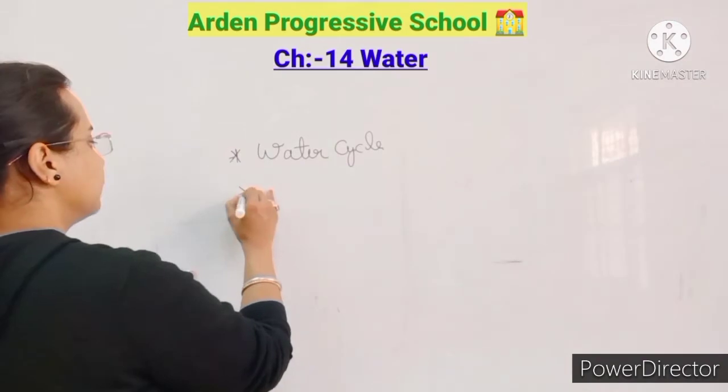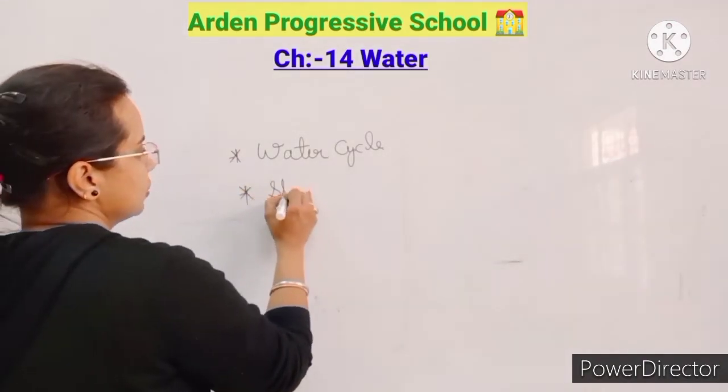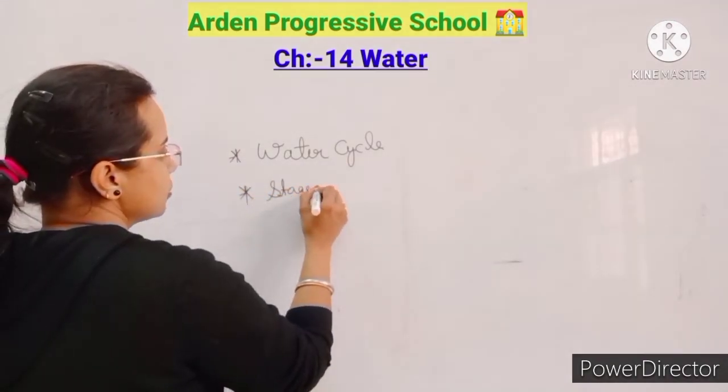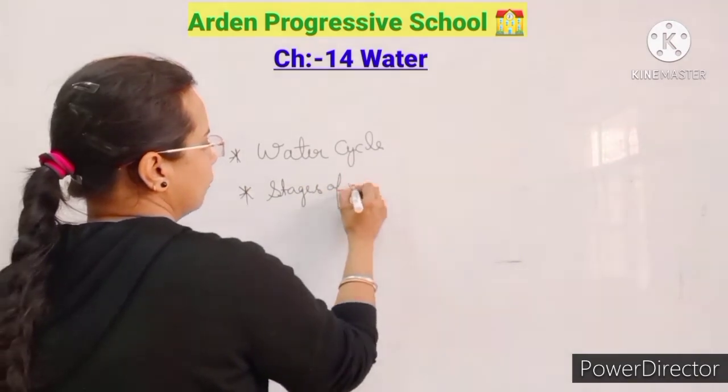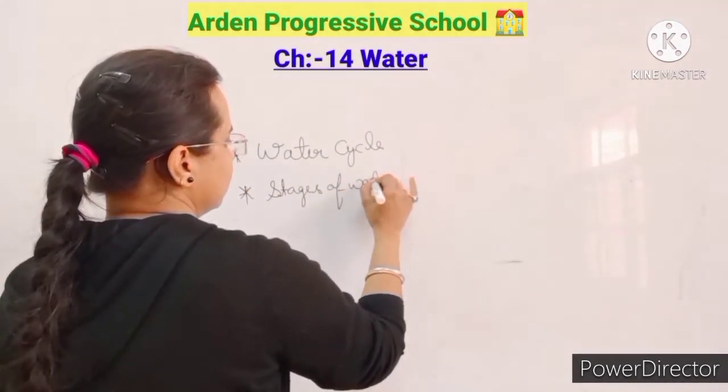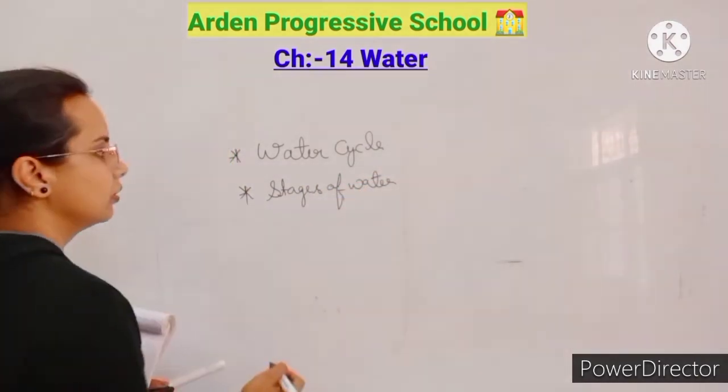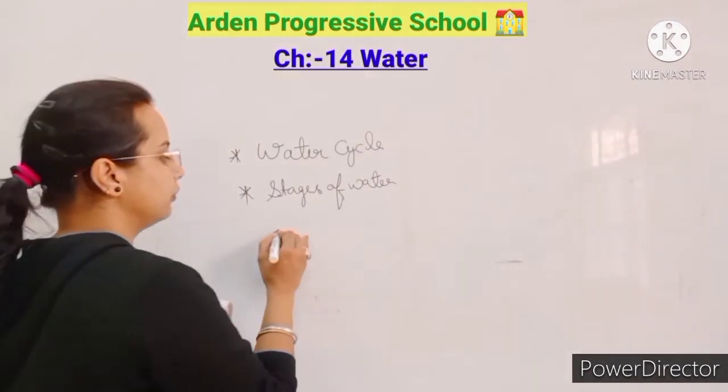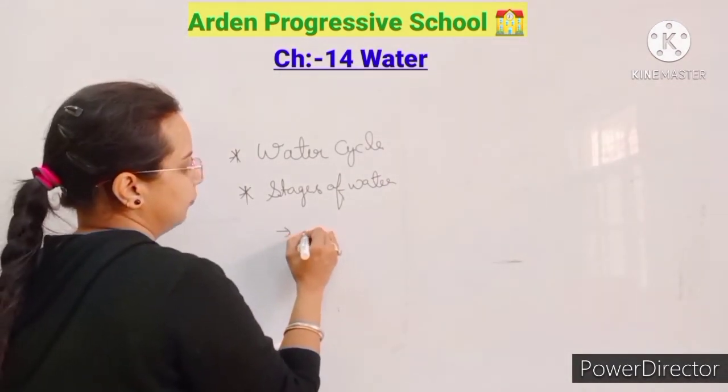Now the next one is the stages of water. So what are the different stages of the water? You know that the first stage of the water is the solid stage.